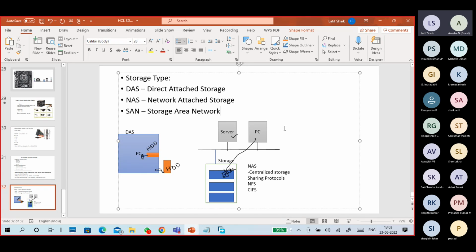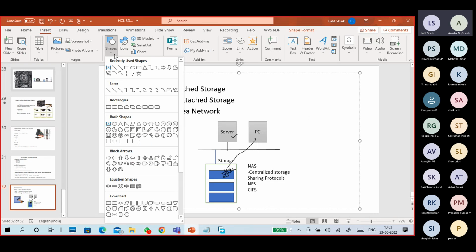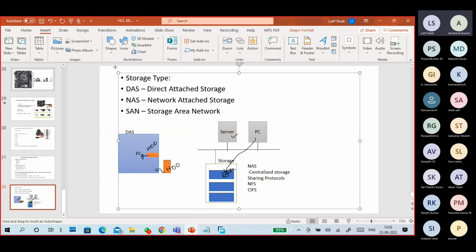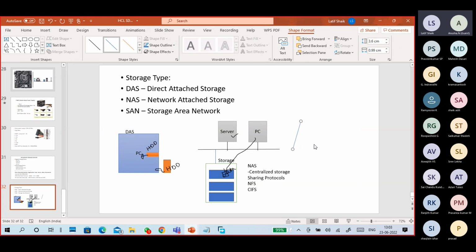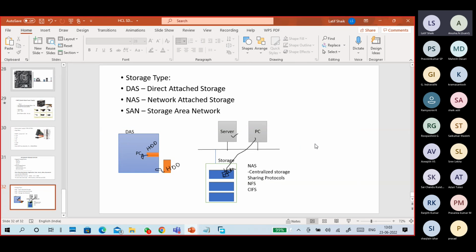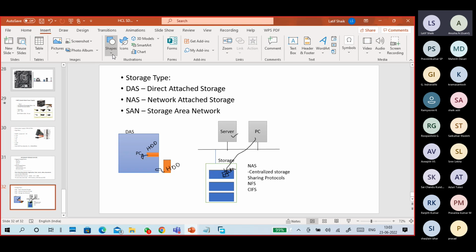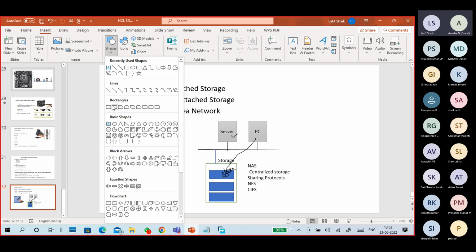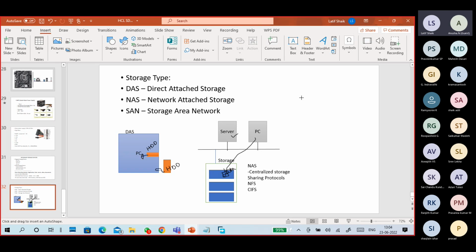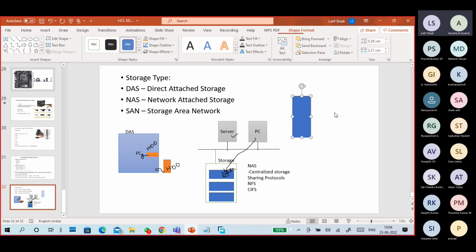SAN, storage area network. If you want to draw this diagram, it is not very easy. Actually, it does not belong to any Ethernet protocols. SAN has its own protocols. So SAN is like this, this is a storage bay, for example.